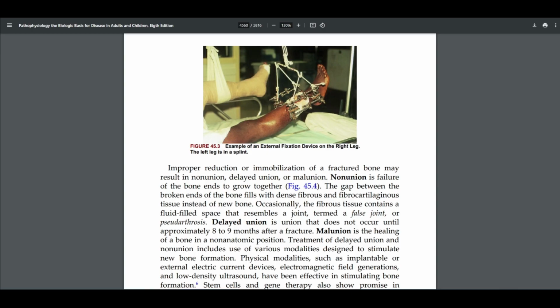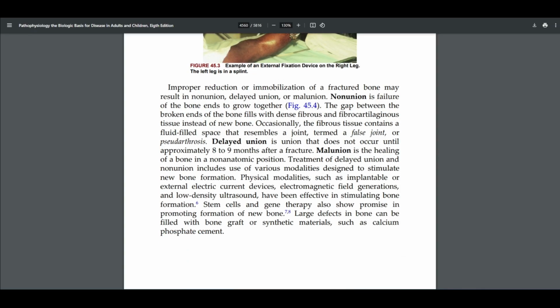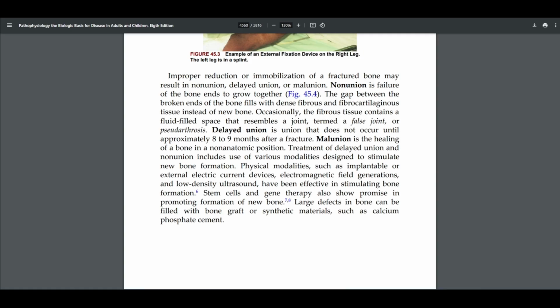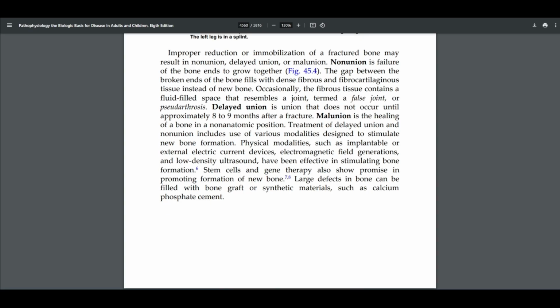Delayed union is union that does not occur until roughly 8 to 9 months after the fracture. And a malunion is the healing of a bone in a non-anatomic position. Treatment of a delayed union and non-union includes use of various modalities designed to stimulate new bone formation. Physical modalities, such as implantable or external electric current devices, electromagnetic field generation, and low-density ultrasound, have been effective in stimulating bone formation. Stem cells and gene therapy also show promise in promoting formation of new bone.